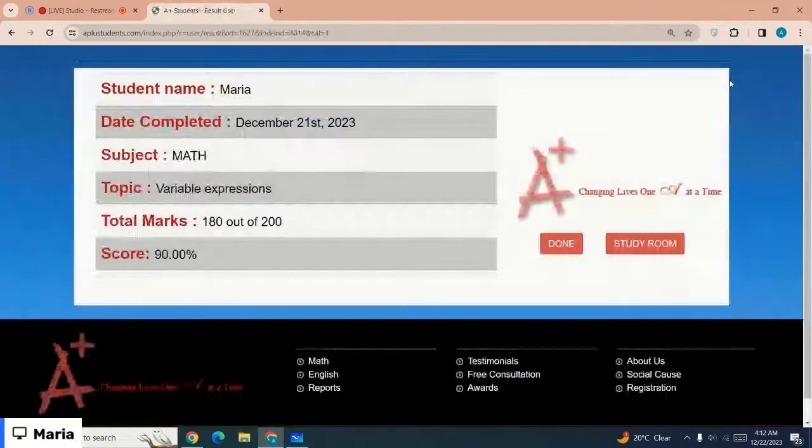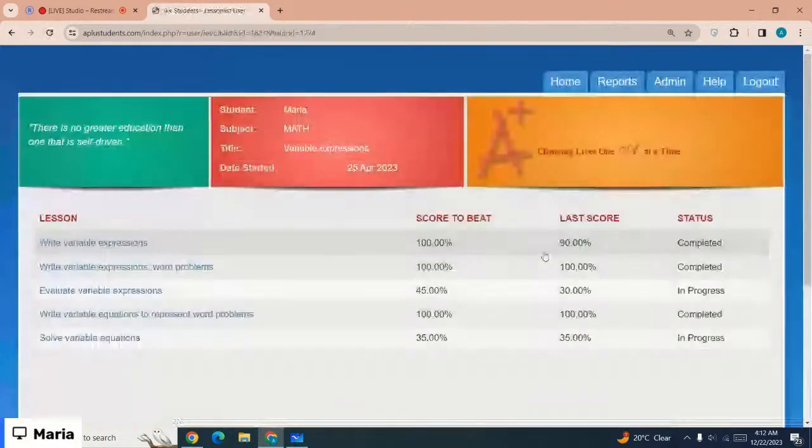Okay, we are done with the lesson. Let's just start with the next lesson. They are very, very easy, but be careful while reading the question, right? The next one is write variable expression word problems. You have to do the word problems on your own. The next one is evaluate variable expressions.